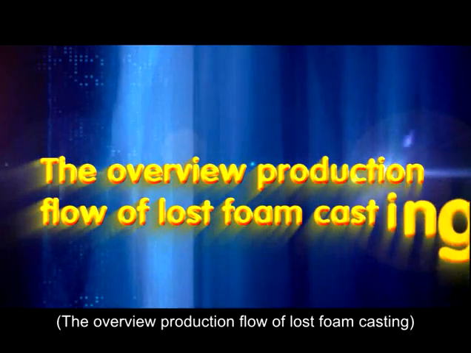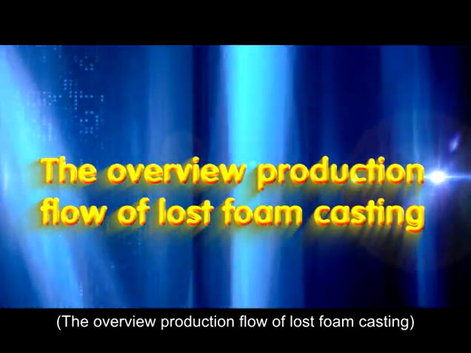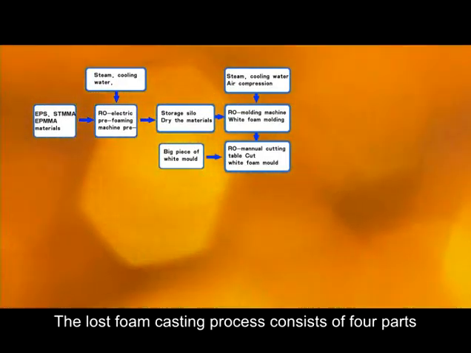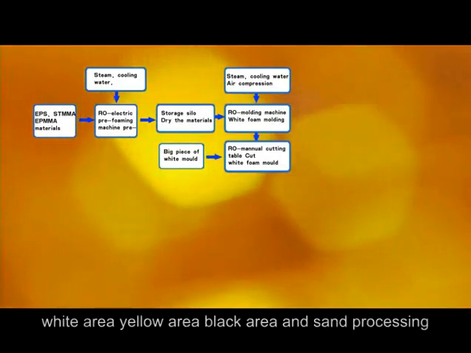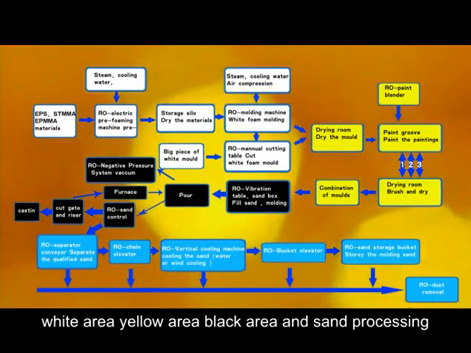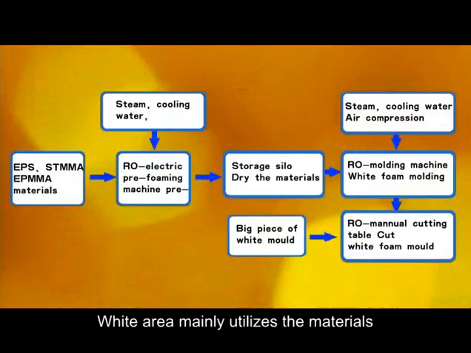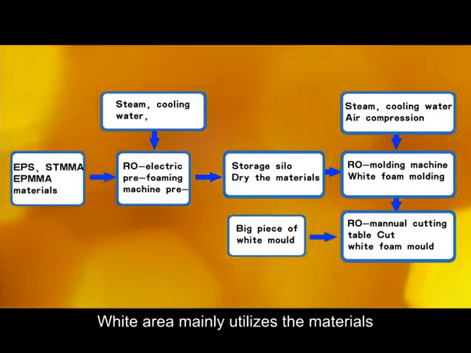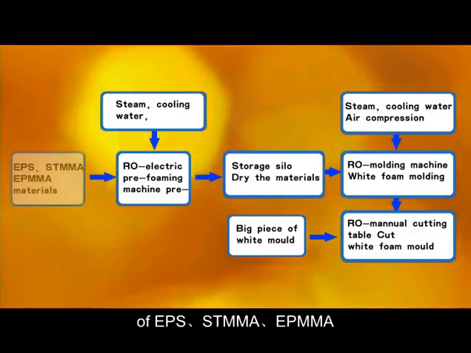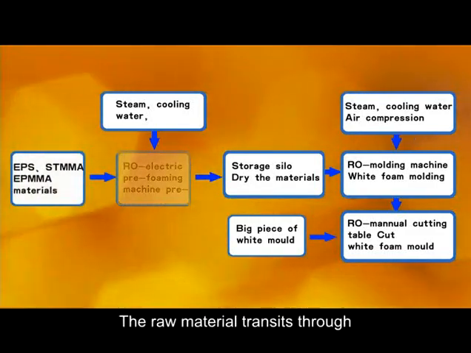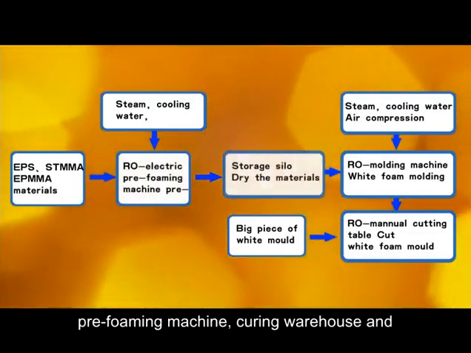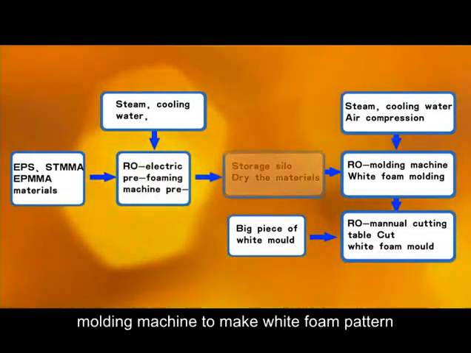The overview production flow of lost foam casting. The lost foam casting process consists of 4 parts: white area, yellow area, black area, and sand processing. White area mainly utilizes the materials of EPS, STMMA, EPMMA. The raw material goes through a preforming machine, curing warehouse and molding machine to make the white foam pattern.